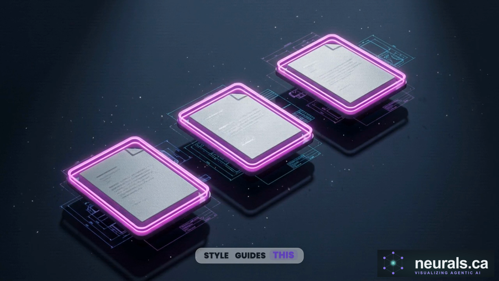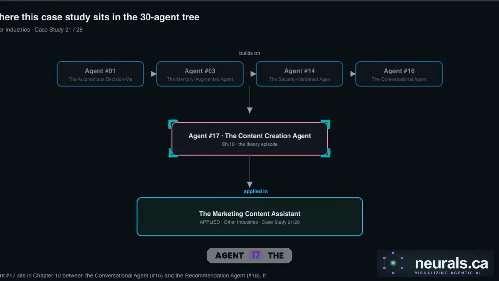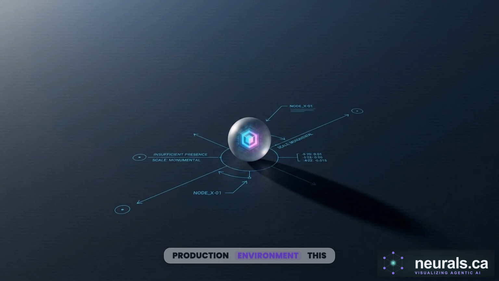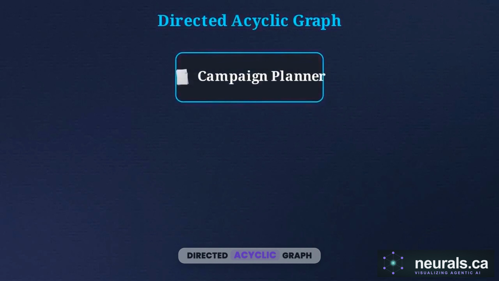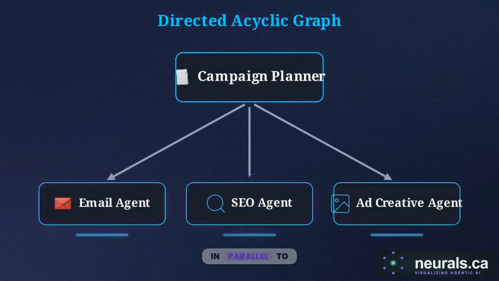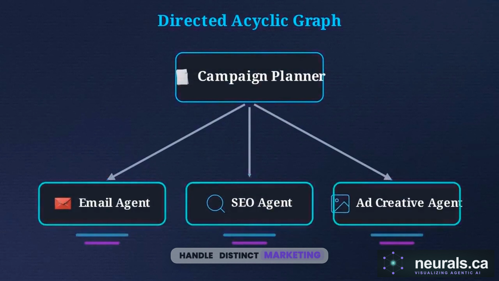guides. This chart displays where Agent 17, the content creation agent, sits in the broader agent tree. It functions beneath Agent 16, specializing in transforming the concept of a restricted persona into an enforceable brand identity. In a production environment, this is not a single model call. It is a directed acyclic graph, a tree of specialized subagents running in parallel to handle distinct marketing channels.